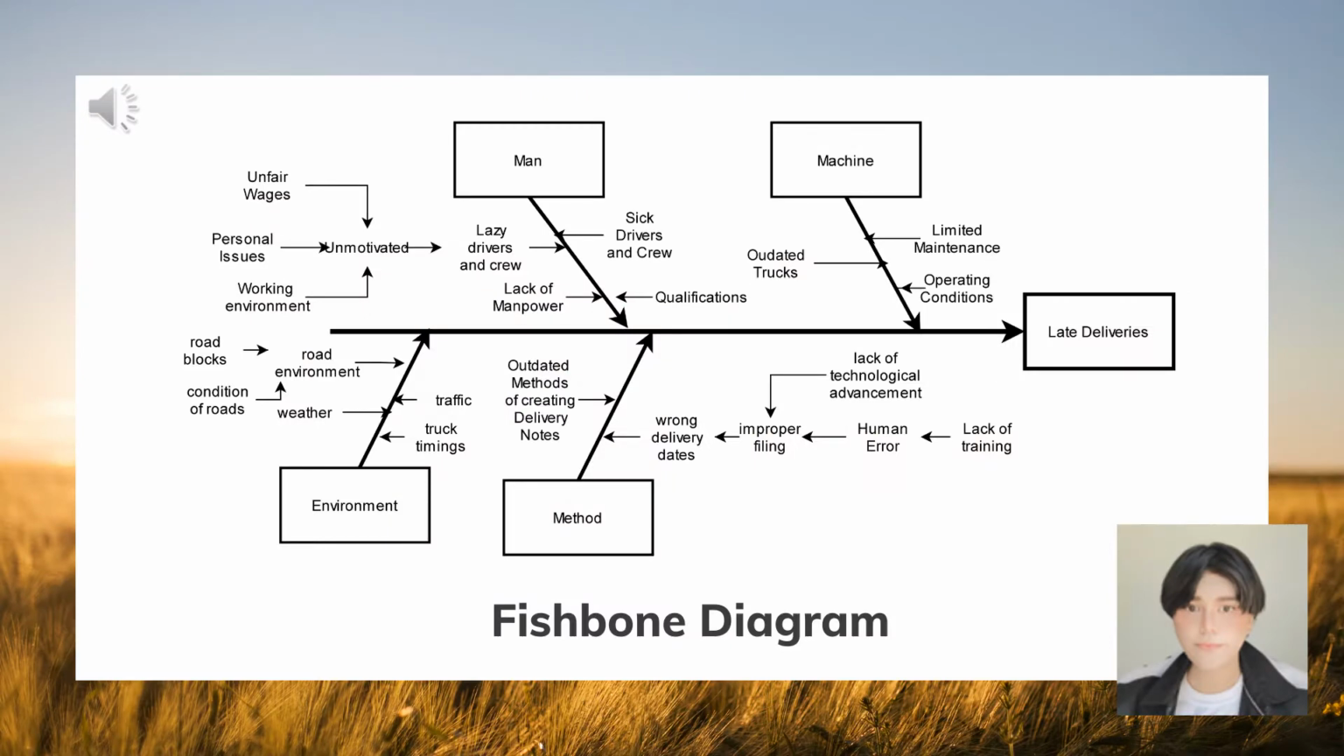So this is the fishbone diagram. We will be using it as our appropriate IE/SEM tool, and what it mostly focuses on is the root causes of the late deliveries. Its elements are man, machine, environment, and method. Man has a lot of things going on, such as lazy drivers, a lack of manpower, sick drivers and crew, and qualifications. It's very important that we take notice of these.